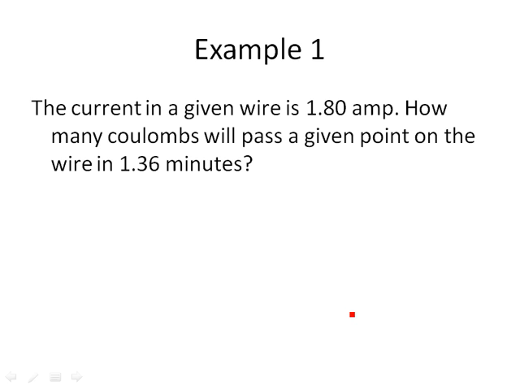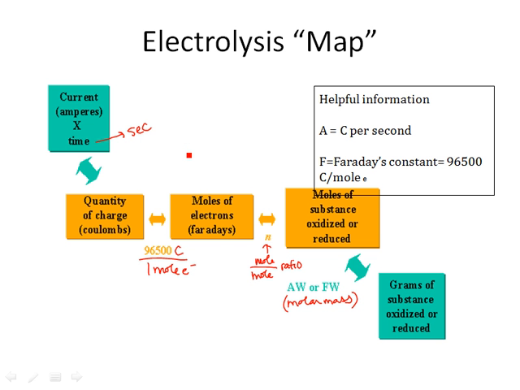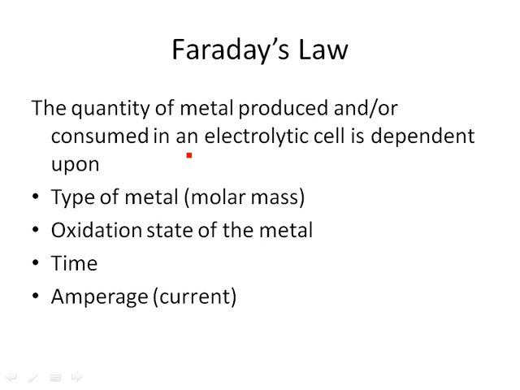You probably want to cut it because they're two different things. All right, the current in a given wire is 1.80 amps. How many coulombs will pass a given point on the wire in 1.36 minutes? Okay, we're looking for coulombs. If you look at the map, what two pieces of information do we have? Okay, amps and time. So here we see that amps times time gives us coulombs. So this problem should be fairly simple.